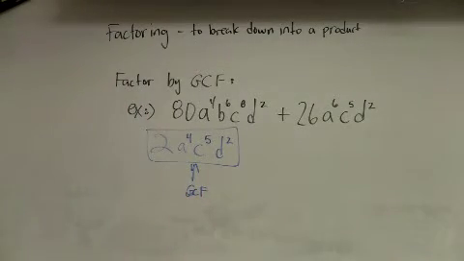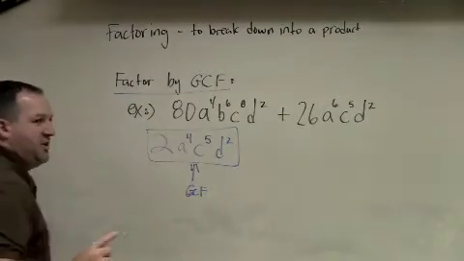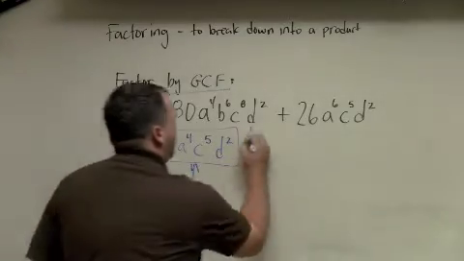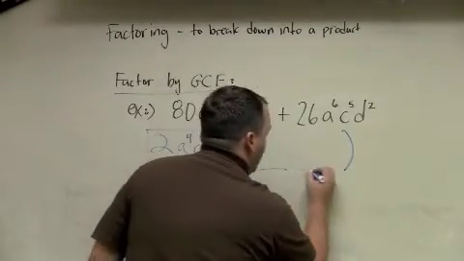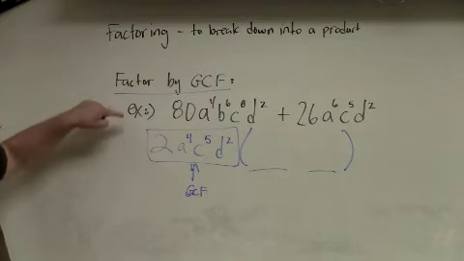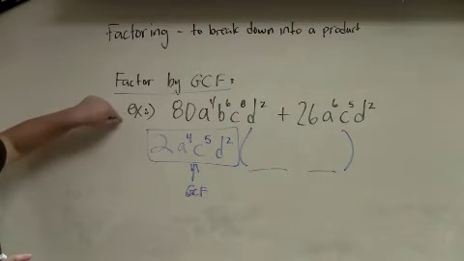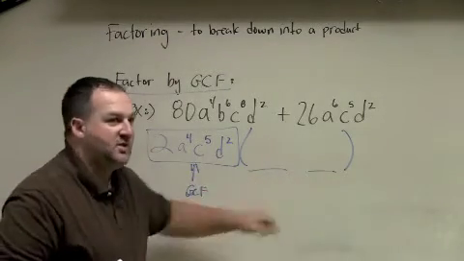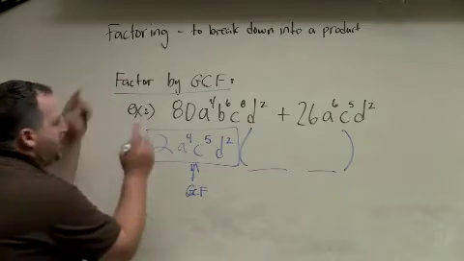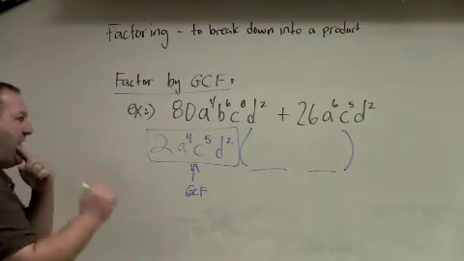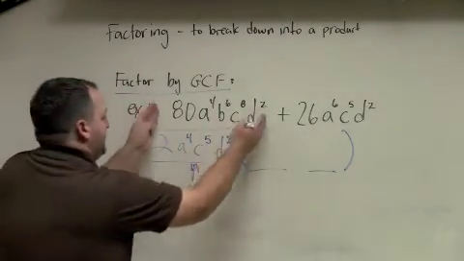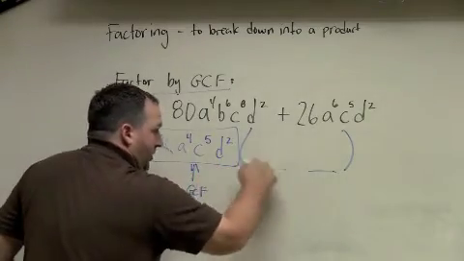That's not the answer, though. We want to factor it completely by using the GCF method. So we've got to have some leftovers. There's 2 leftovers. How do I know there's 2 leftovers? Because we started with a binomial. There's going to be 2 leftover pieces. What's left over?